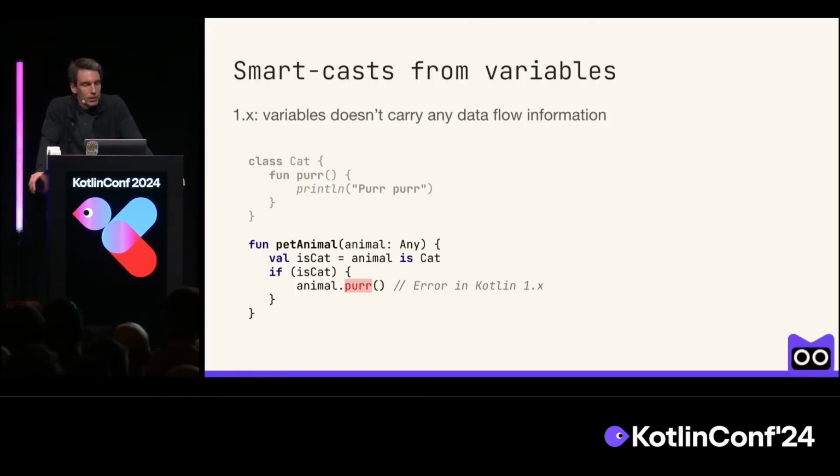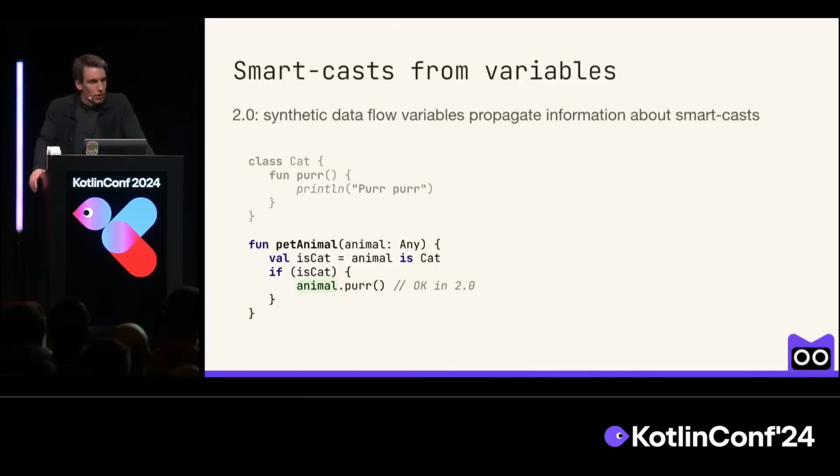The reason is that our variables didn't contribute to the smart cast logic. Only a few expressions did, like type checks or null checks. With K2, local variables can also contribute to smart casts and carry the necessary data flow information. So in the example above, our code will compile fine.